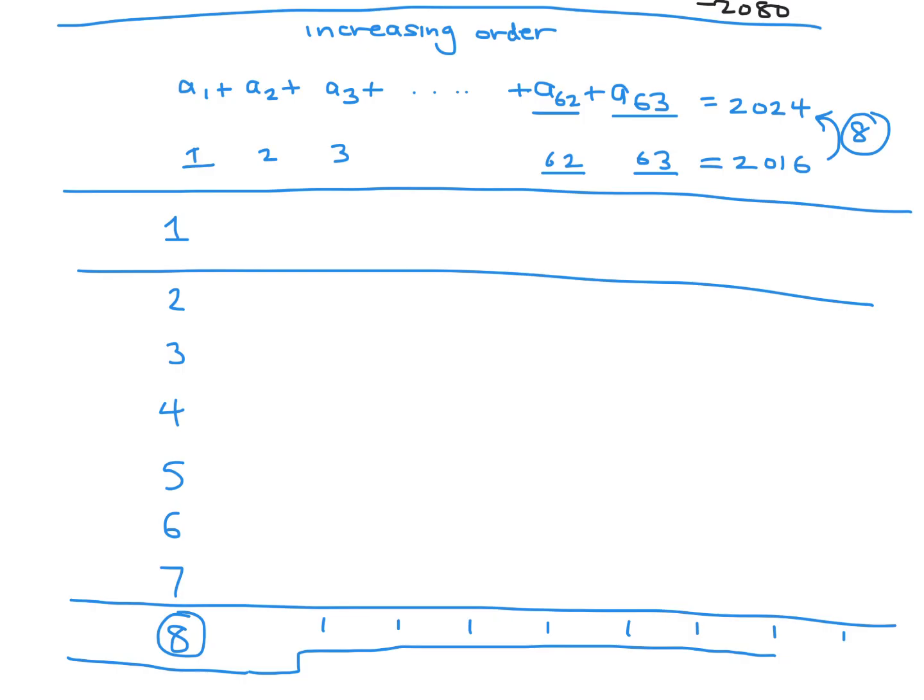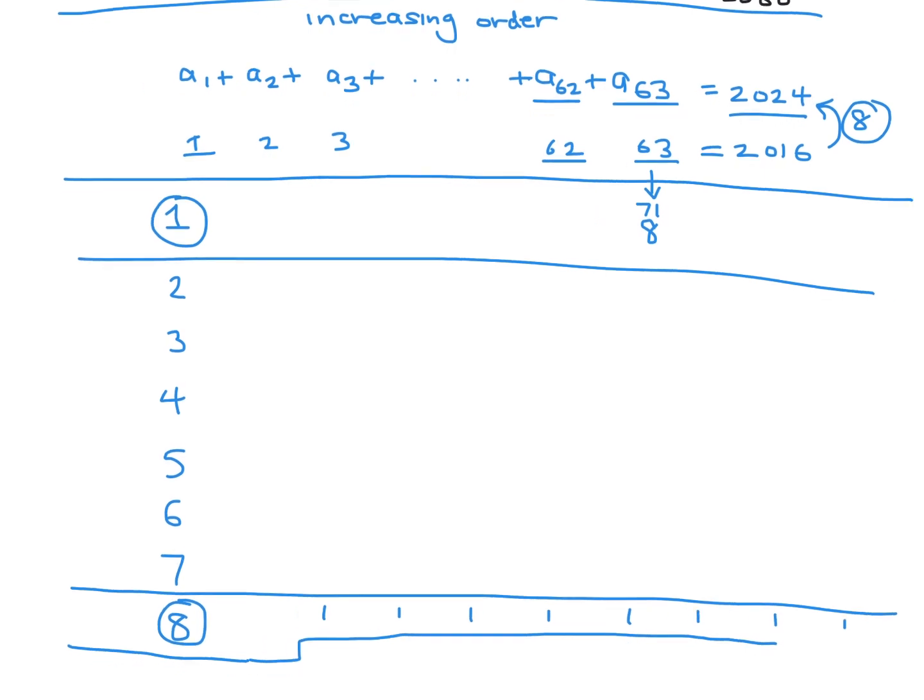Or you could just change one term, and that is you just change the very last term by a value of 8. So A63 would go up from 63 to 63 plus 8, which is 71. And then that would make the total 2024. So that is the summary.